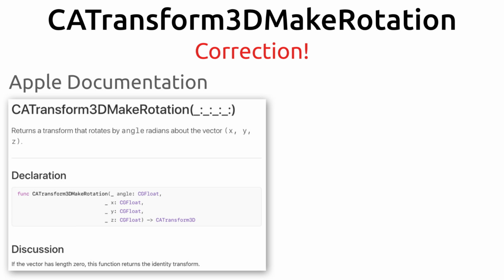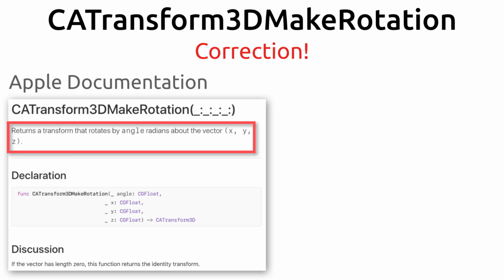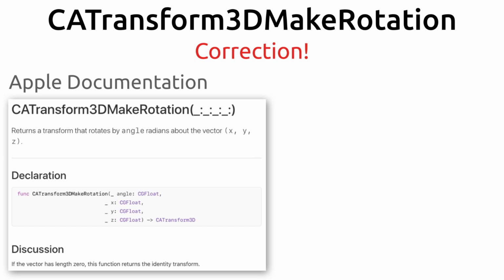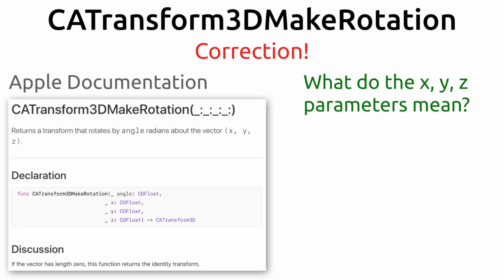And as I started searching through the net and actually going to the second and third pages of Google, there still wasn't a lot of information. If you read this, it says returns a transform that rotates by angle, which is the parameter name, in radians about the vector x, y, z. And then I look at the types for x, y, and z, and it says CGFloat, just like the angle, CGFloat. So for some reason, I got it in my mind that you supply the angle again for x, y, and z, which didn't make sense to me when I was editing the video. So what do the x, y, and z parameters actually mean?